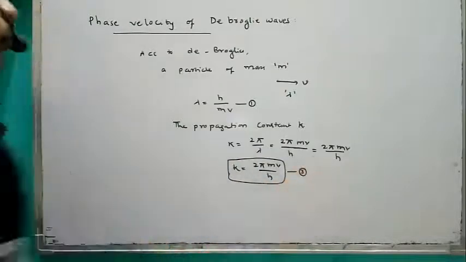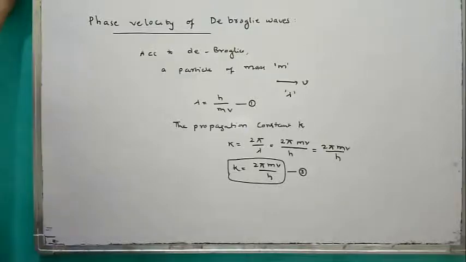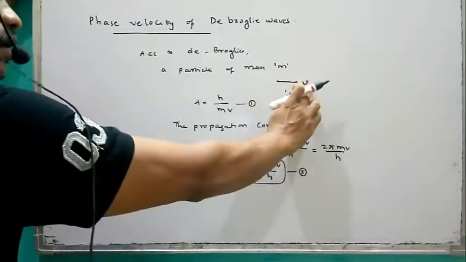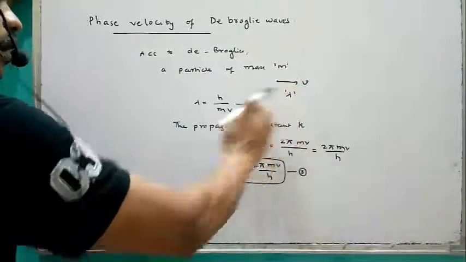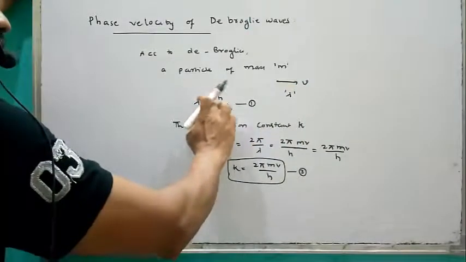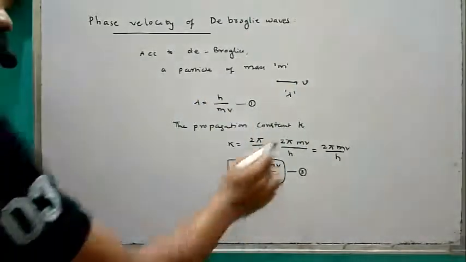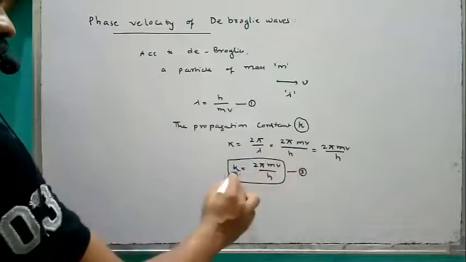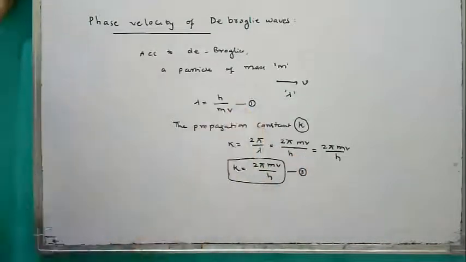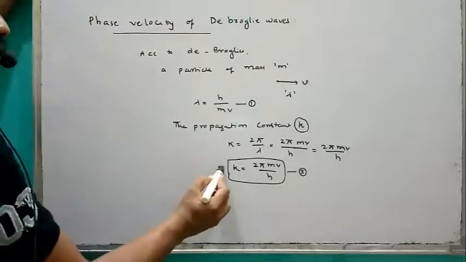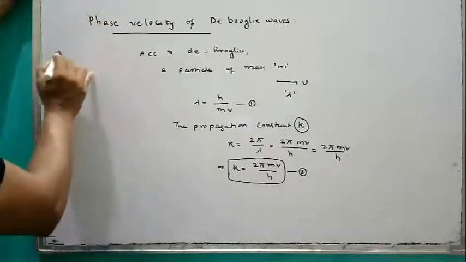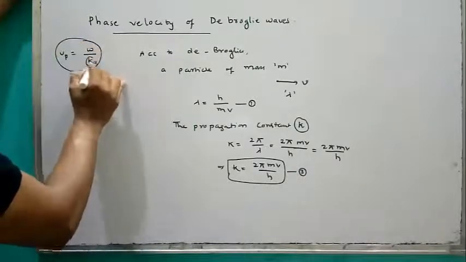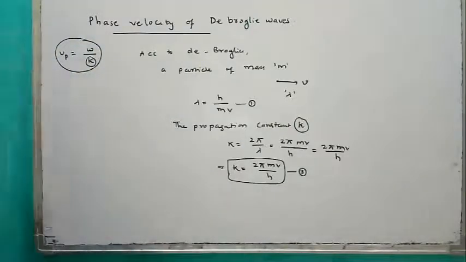This is equation number 3. So what we did here: according to de Broglie, a particle of mass m, moving with velocity v, is associated with wavelength lambda. So the de Broglie wavelength lambda equals h by mv. Then for propagation constant 2 pi by lambda, we got 2 pi mv by h. So why are we calculating the propagation constant here? Phase velocity equals omega by k. So first we calculated the propagation constant.